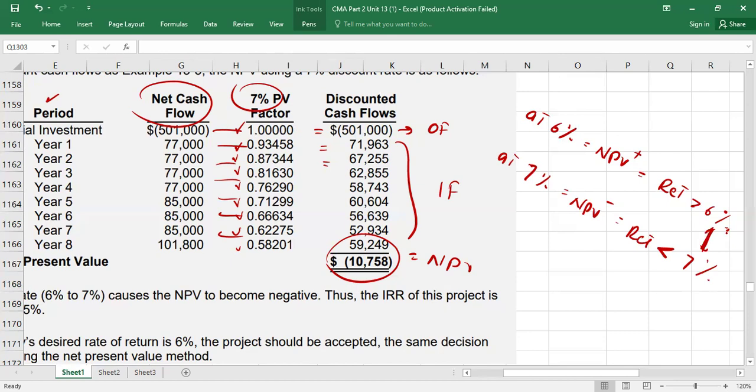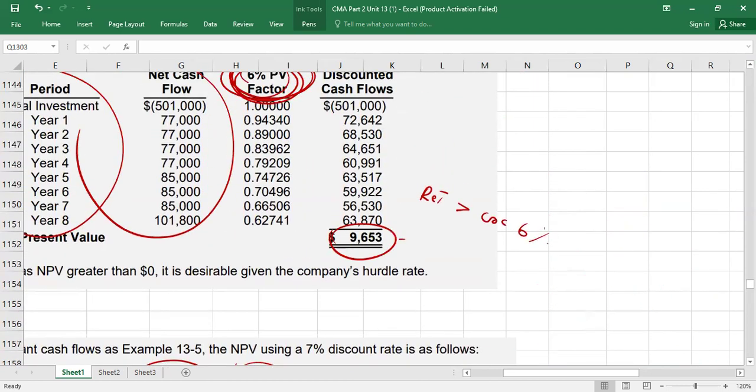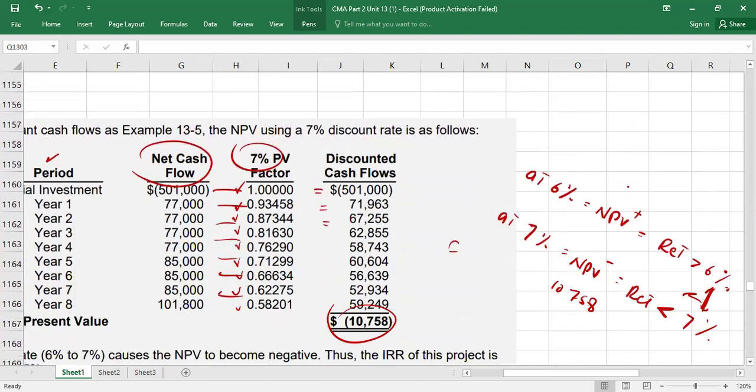So now we will apply the IRR formula to find out the exact point. What is the IRR? Because IRR will be between 6 and 7%. So how will you find it? Let's have a look. I'm just writing here. Negative NPV is how much? 10,758, and positive NPV was 9,653. So now you'll apply the formula, guys.